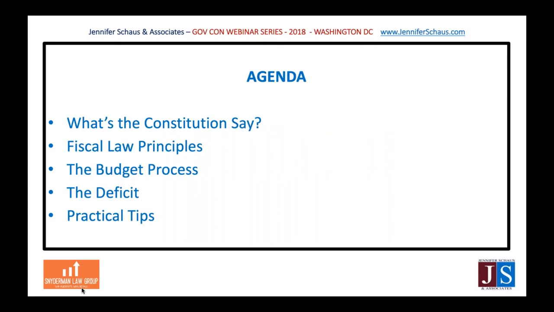So the agenda today is, first, we'll start out talking about what the Constitution says, which obviously is our governing law, and how it sets up how the budget process is supposed to work. Then the fiscal law principles, which are important to keep in the back of your mind as you understand where the money's coming from and how it is flowing. We'll talk about what the budget process is supposed to look like and the realities of what we actually see on an annual basis, what has created the deficit, and how that affects the budget overall. And as always, I'm going to give you some practical tips that you can use in your day-to-day business. Next slide, please.